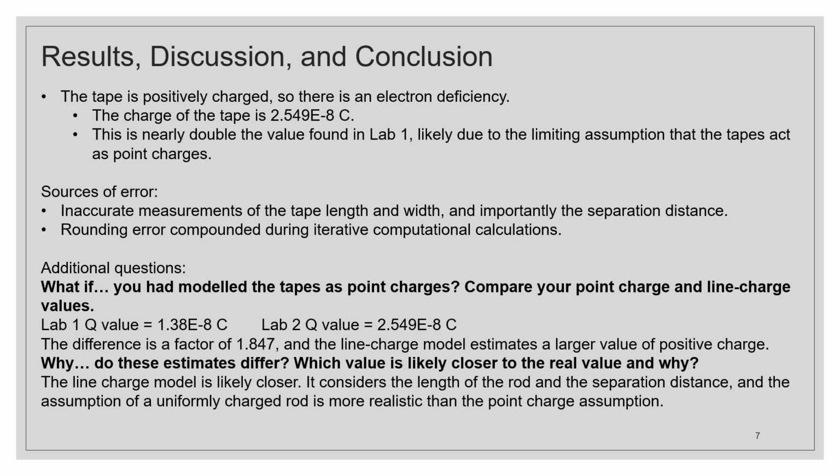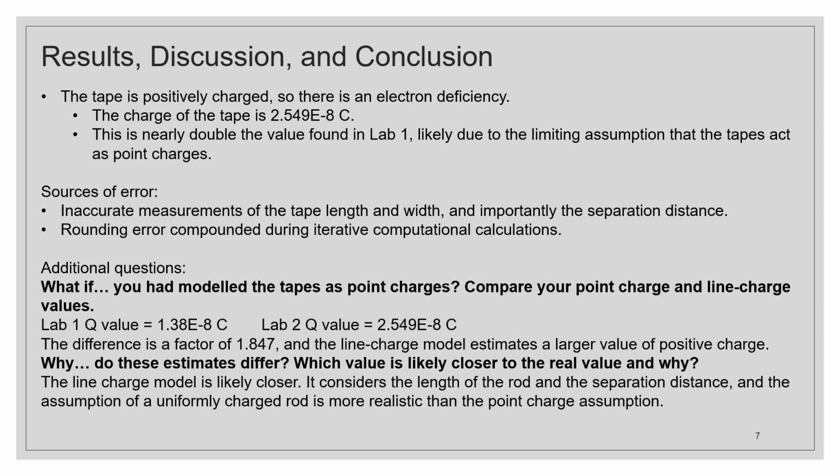As for the additional questions, what if you had modeled the tapes as point charges? Compare your point charge and line charge values. The Lab 1 charge value was 1.38 times 10 to the negative 8 coulombs, and the Lab 2 Q value is 2.549 times 10 to the negative 8 coulombs. The difference is a factor of 1.847, and the line charge model estimates a larger value of positive charge.